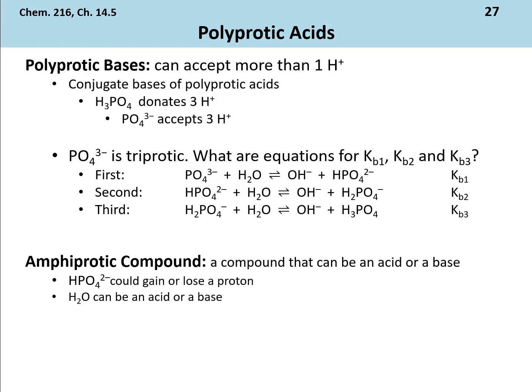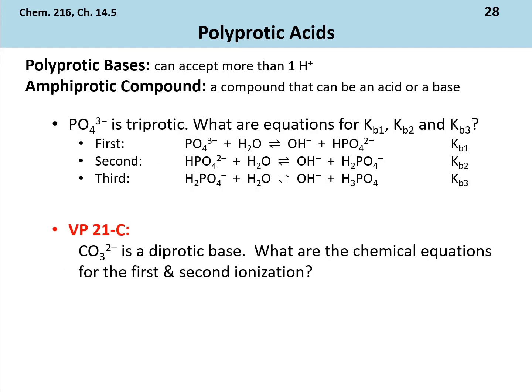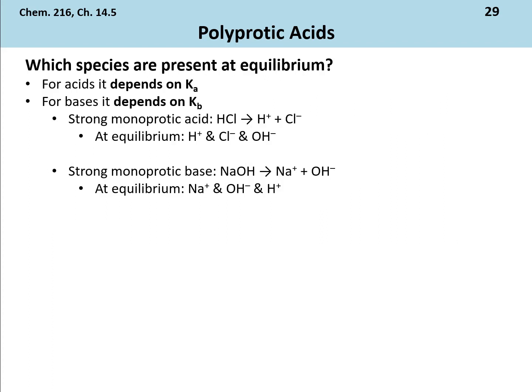but we can also think of water as being both an acid and a base. Okay. All right, let's go ahead and have you guys do a problem. This is video problem 21C, where we're told that CO3 2- is a diprotic base. What are the chemical equations for the first and second ionization? Okay. All right. So that is pretty much it for polyprotic acids and bases.